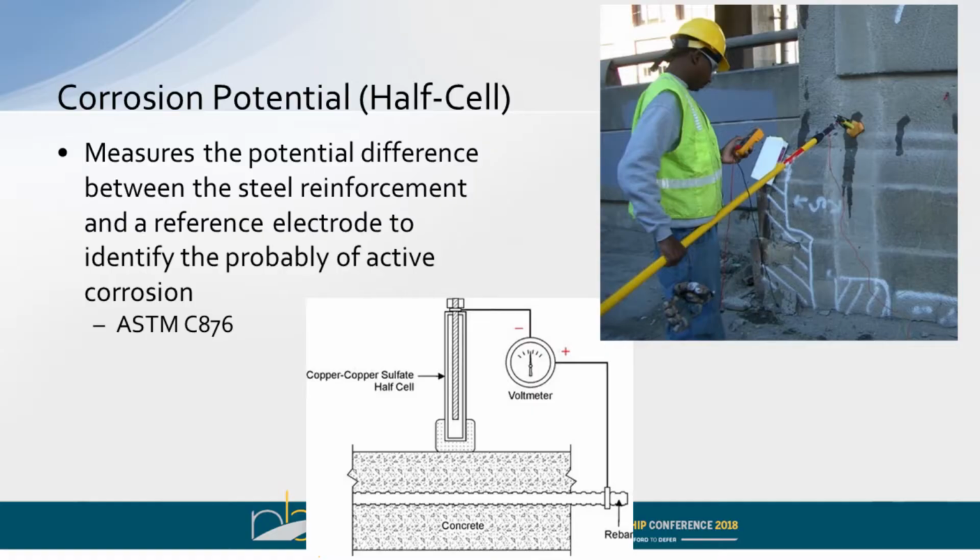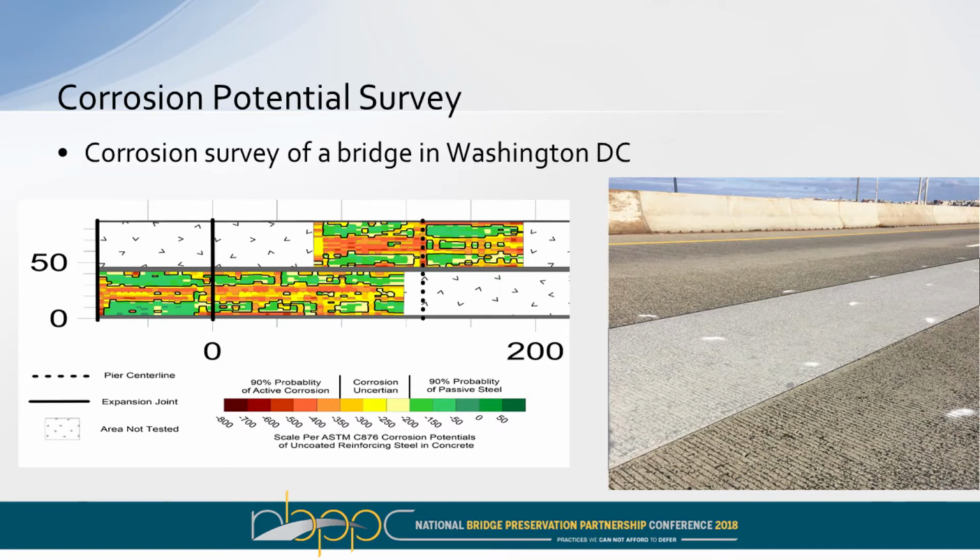Another method that we use a lot on bridge decks is half-cell corrosion potential testing. Effectively, we have a reference electrode that's a copper sulfate reference, and we measure the potential difference between that and the embedded reinforcement. Using that, we can identify if corrosion is active at a location. So here's a bridge deck in Washington, D.C. that I did. Here we were doing a half-cell potential survey on certain spans and certain lanes through the bridge. It was rather large, so we were doing a sampling.